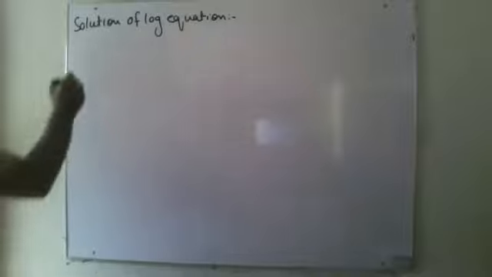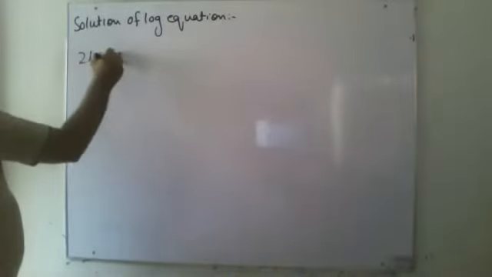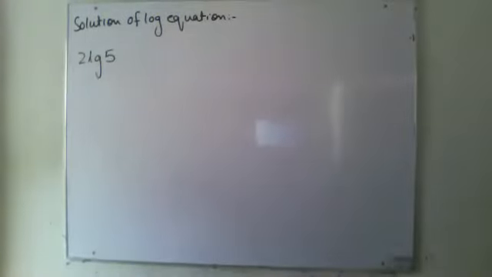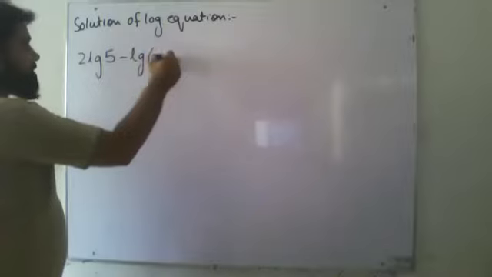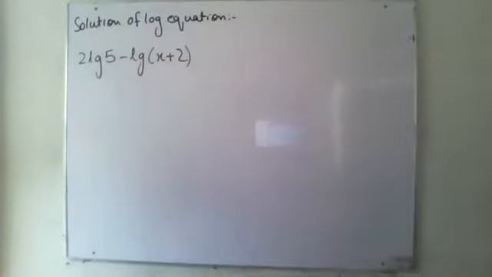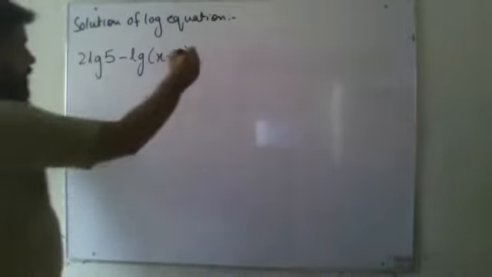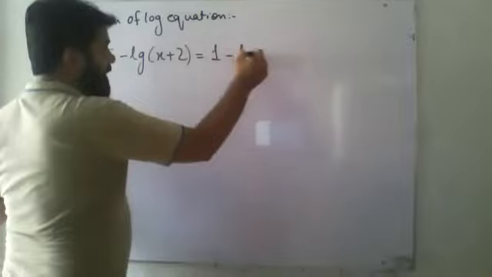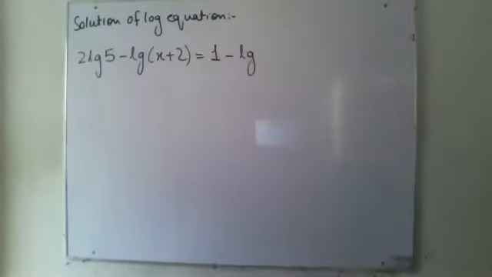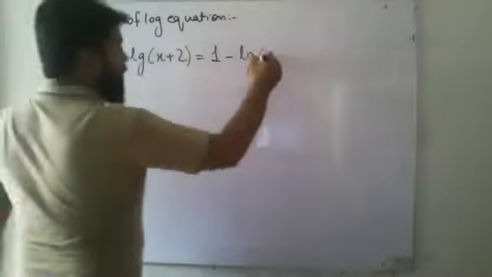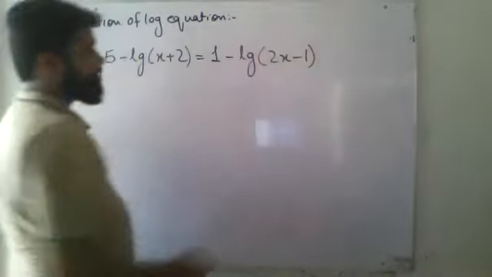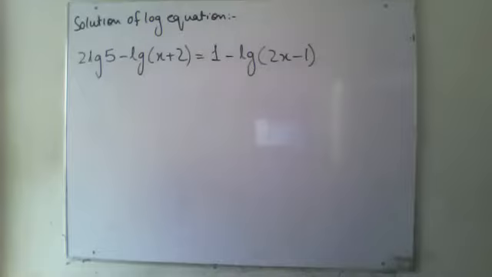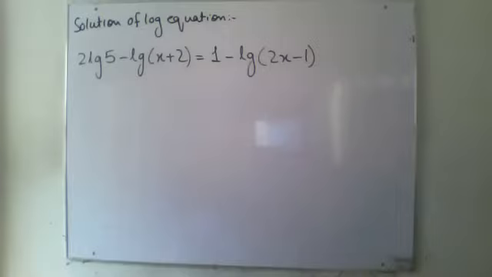Now the next question which I have: 2 lg 5 minus lg (x plus 2) equals 1 minus lg (2x minus 1). This is my new question, and again they are saying that I have to simplify it to get the value of x.